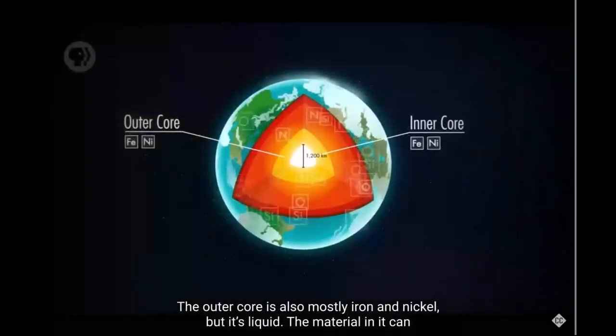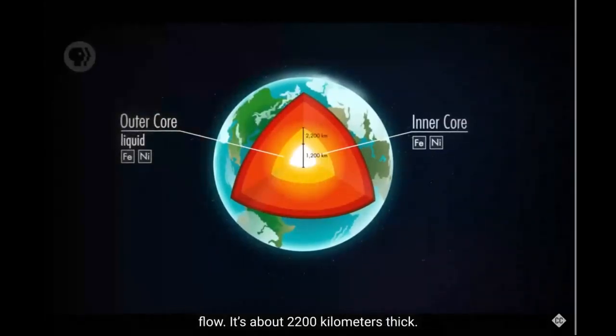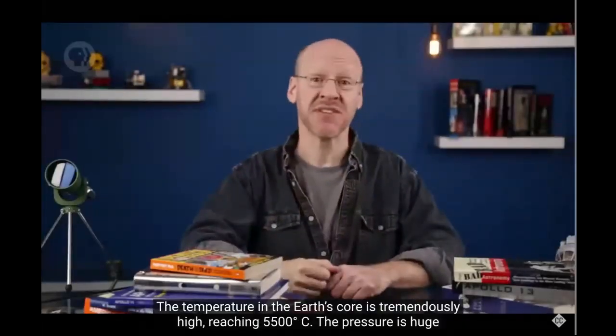The outer core is also mostly iron and nickel, but it's liquid. The material in it can flow. It's about 2,200 kilometers thick. The temperature in the Earth's core is tremendously high, reaching 5,500 degrees Celsius.